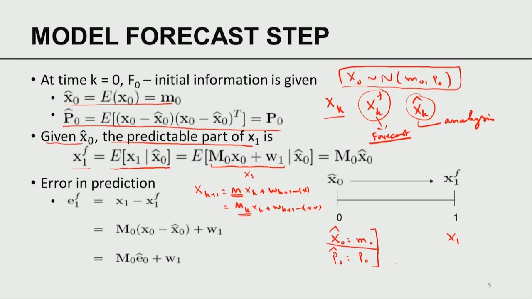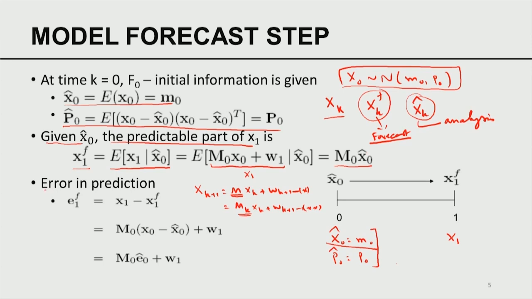But x1 is random. What is the estimate of x1? What is the best estimate of the true state? Conditional expectation. So the conditional expectation of x1 given x0 hat is equal to m0 of x0 hat. Because look at this now. The conditional expectation of a sum is the sum of the conditional expectations. The second conditional expectation is the expectation of w1 with respect to x0 hat, that is 0, because w1 is white, it does not depend on anybody else. So m0 x0 hat, I already know coming from time 0. So given x0, the best forecast I can make at time 1 is m0 x0 hat.